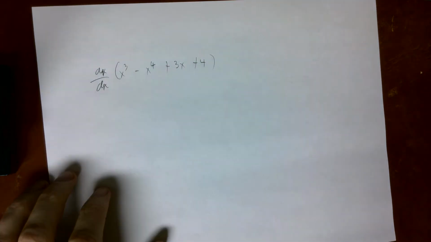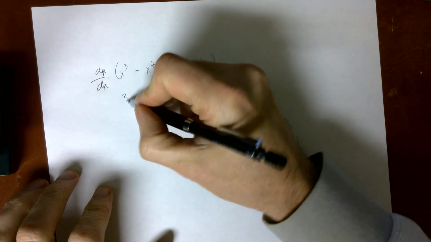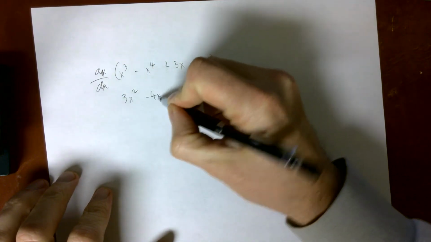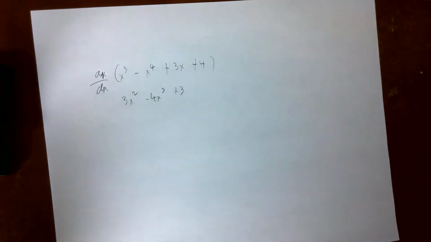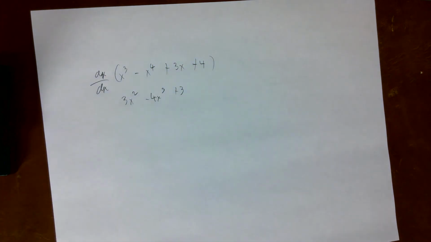All right, so we take the derivative, and so we end up with 3x squared minus 4x cubed plus 3 and a 0, and so we all know how to take a derivative. Yay. Well, today we're going to go backwards, and that's actually the whole point of the semester. Last semester we learned how to take a derivative, and now we're going to do an antiderivative.